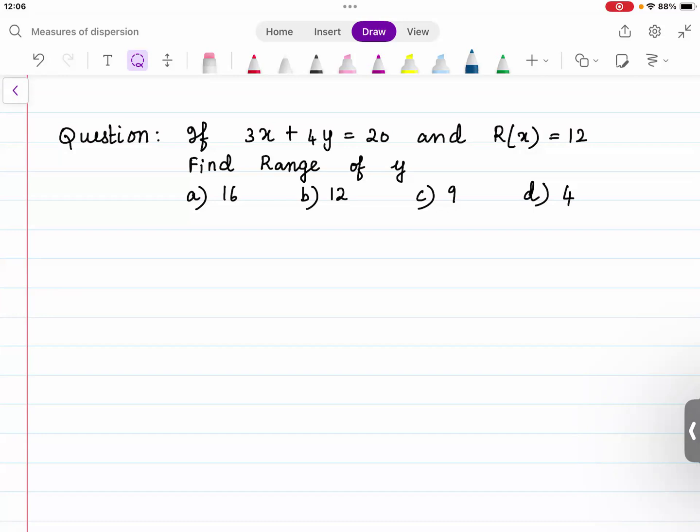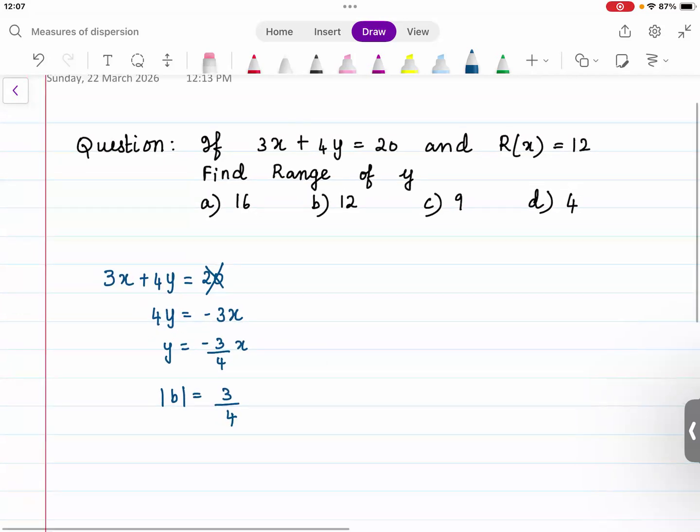So listen to me carefully. They've given an equation 3x plus 4y is equal to 20. Ignore the constant and find y in terms of x. So what you will get, 4y is equal to minus 3x. So y will be equal to minus 3 by 4x. Now modulus b is the coefficient of x without taking the sign into consideration. So what's the coefficient of x here? Minus 3 by 4. But we should not take the sign into consideration. So modulus b will be just 3 by 4. So this is step 1.